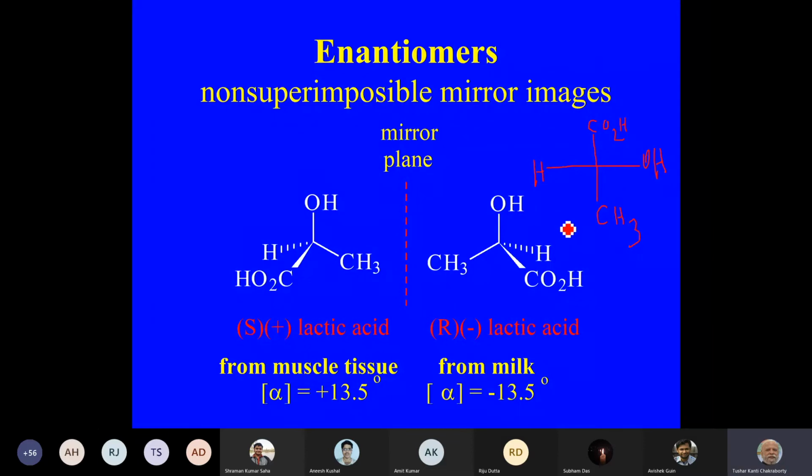So this is a different way of writing a three-dimensional structure, and then you can do this exercise and you will see that what I have written here is D-lactic acid, right? Although it is D-lactic acid, in case of glyceraldehyde, let me see if I have written correctly. Yeah, correct. So this is D-lactic acid. But you can see that its specific rotation is minus.